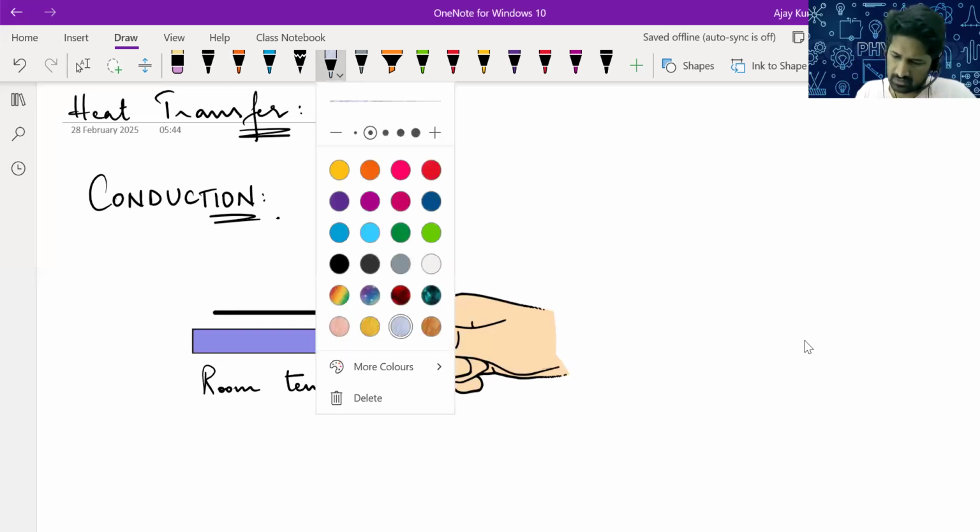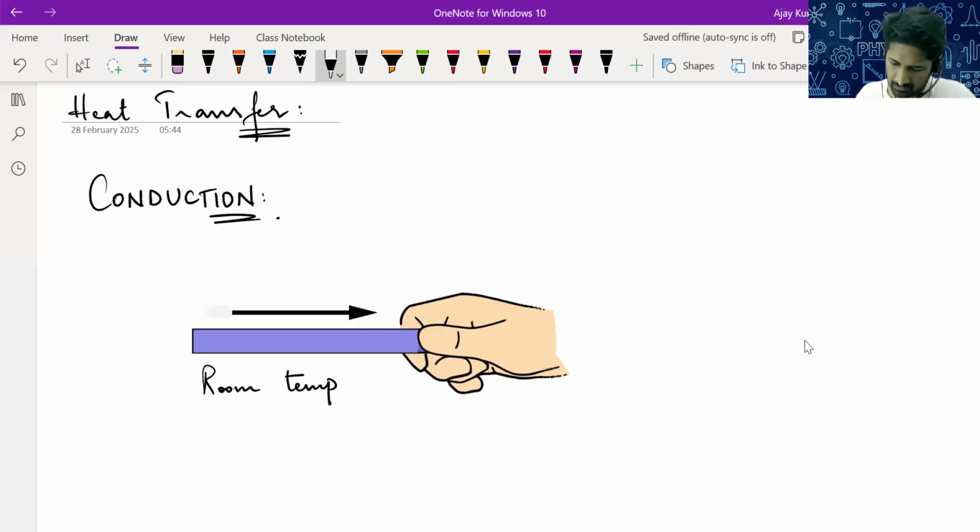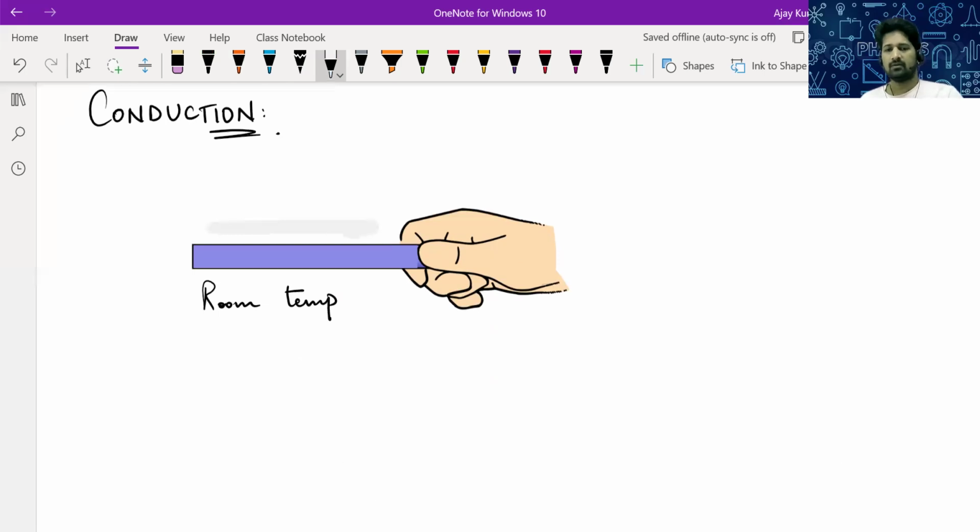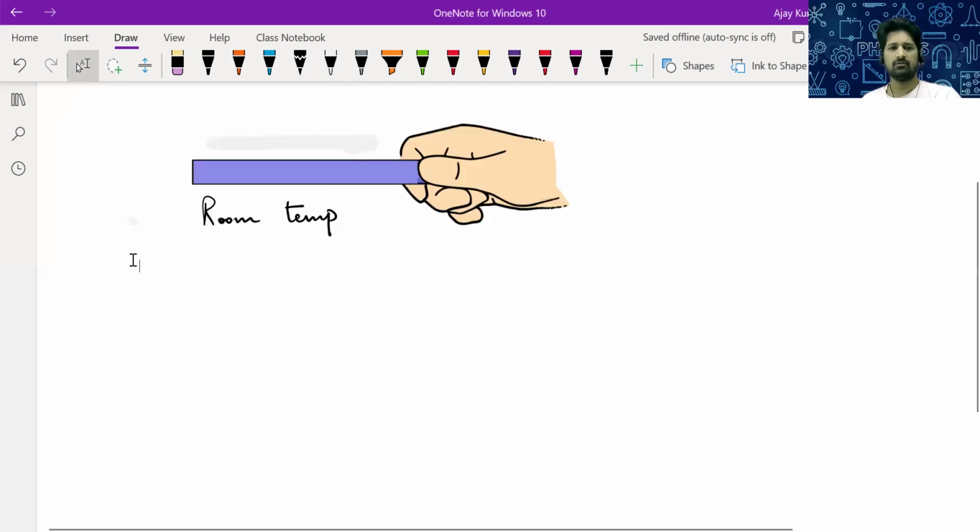You can ignore that arrow, it doesn't make any sense here. Fine. Now, what will happen? Right now, the entire rod is at the same temperature. One of you tell me what will happen if we start heating one end of the rod. Let's say there is a candle or a burner placed here and you start heating one end of the rod.